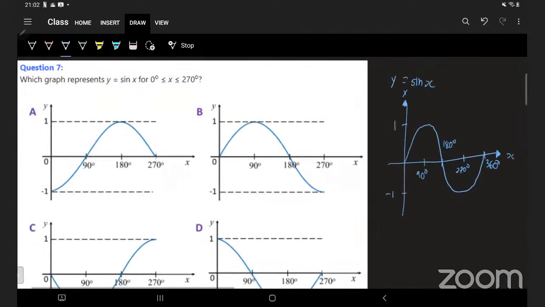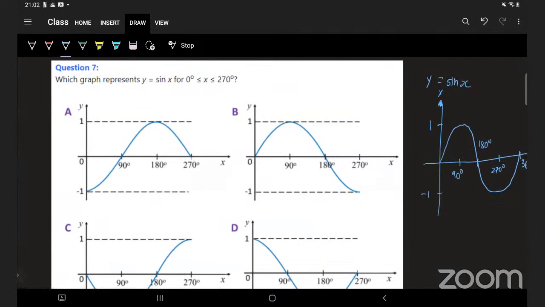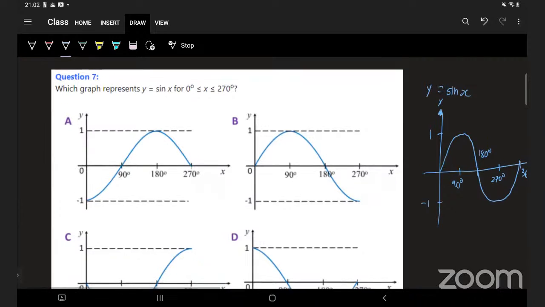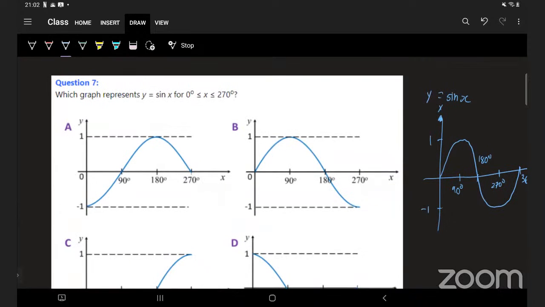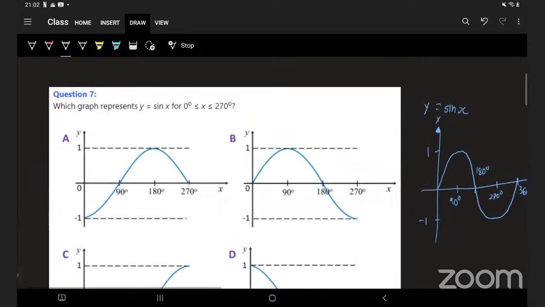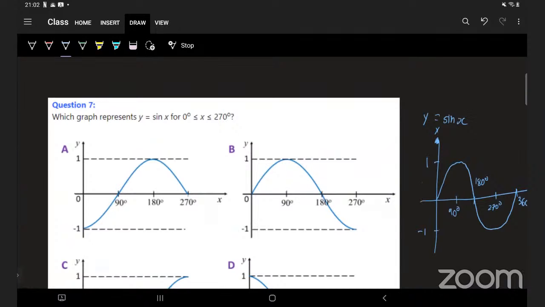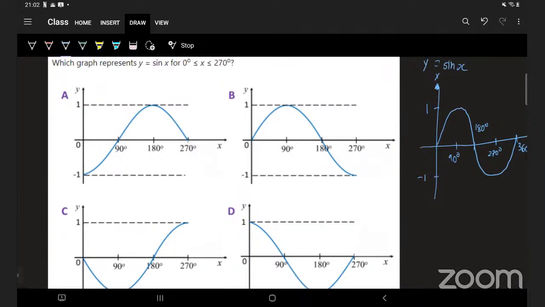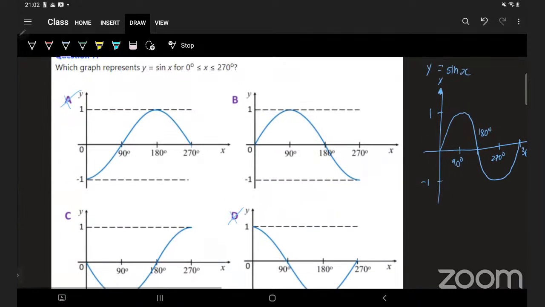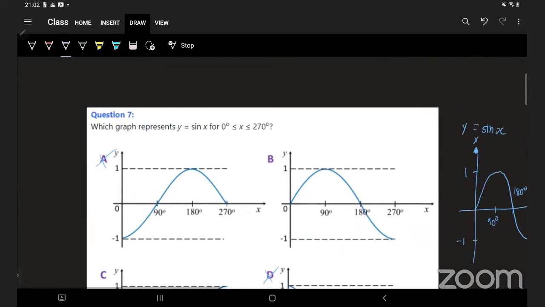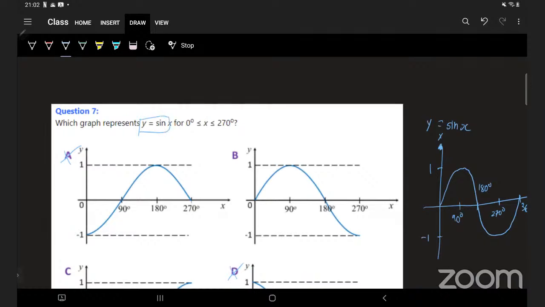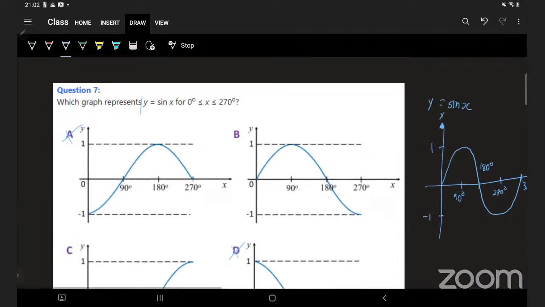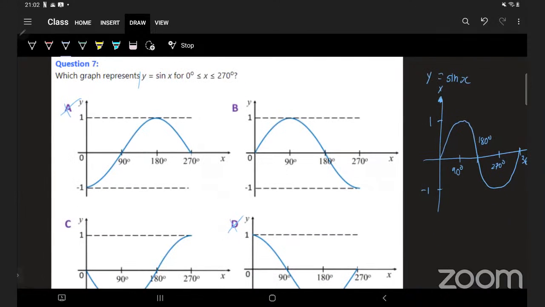Now let's go back to the question after we've done all those recaps. So which graph represents y is equal to sine x for 0 degrees? So we know that for 0 degrees, a sine graph always has to start at 0. So from process of elimination, we can already eliminate A and D. So now it's either B or C. So this is just a simple y is equal to sine x graph. So it should start ascending.